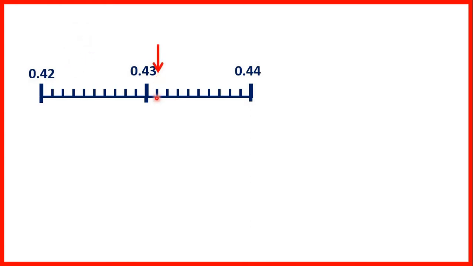Now we have 1 thousandth after 0.43, so that's 0.431. Now we have 5 thousandths after 0.43, so that's 0.435. And finally, we have 0.438. And notice 0.438 is less than 0.44.